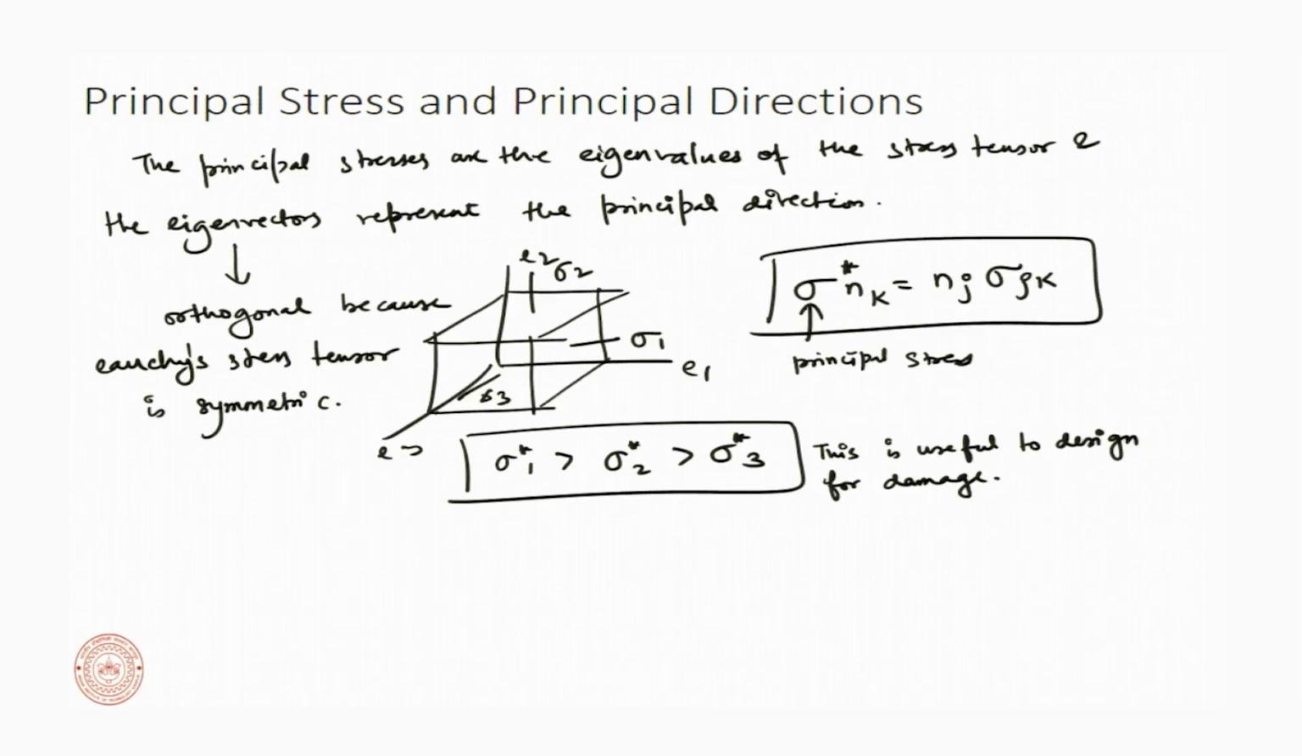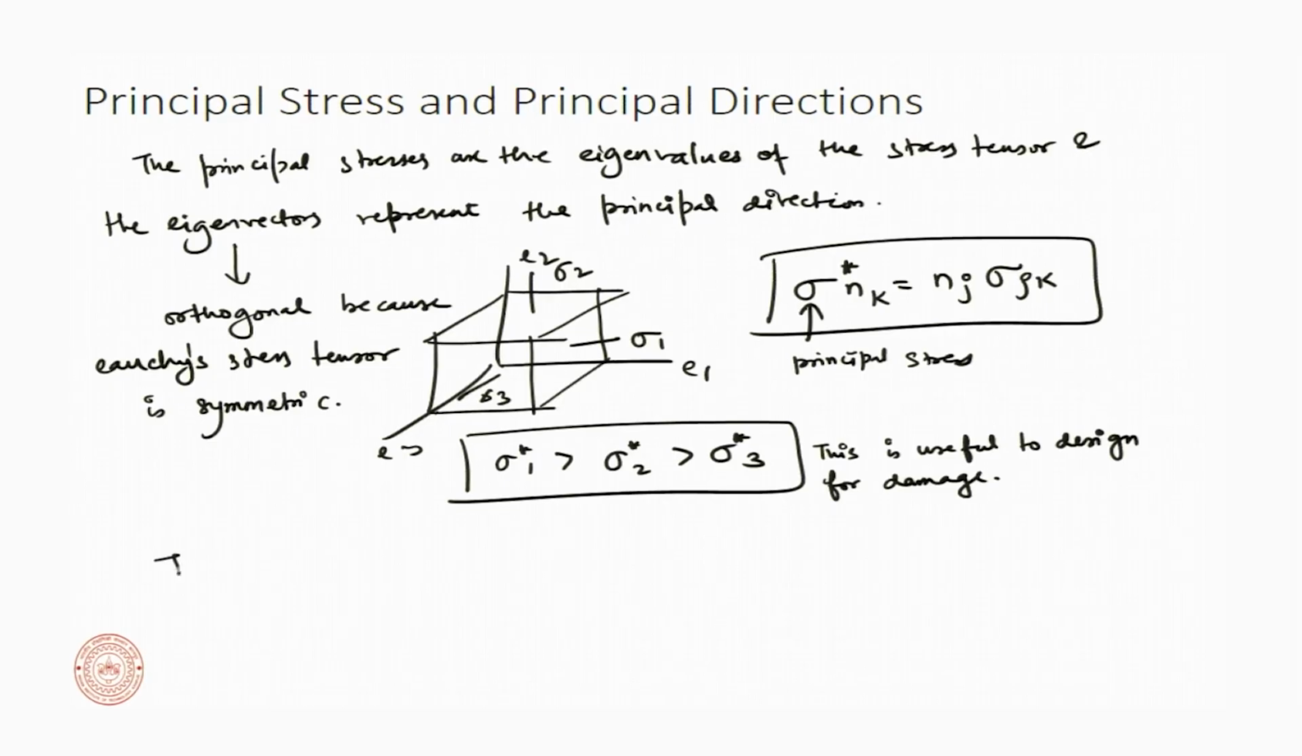Again, 1 does not mean along E1 or X1 or X direction, right? It can be any direction or any plane, but along the first direction you will have the maximum stress, then the second, and then the third. So, if you design your body to be strong along the direction of the primary principal stress, the principal stress 1, then your body will be safe to design.